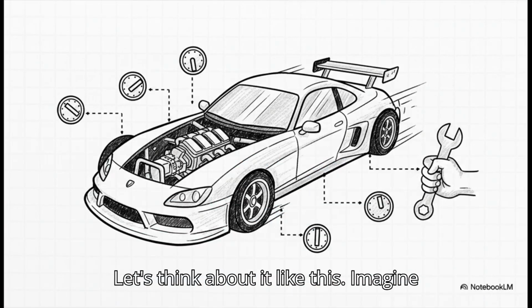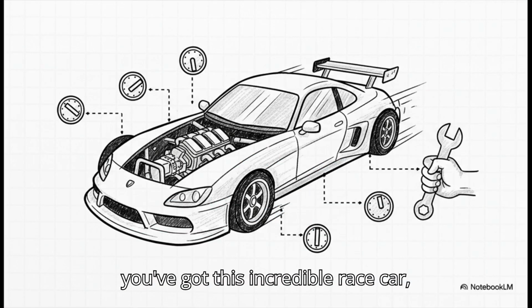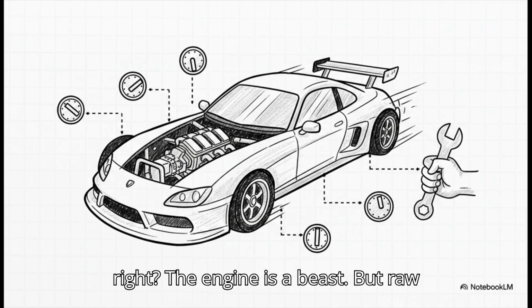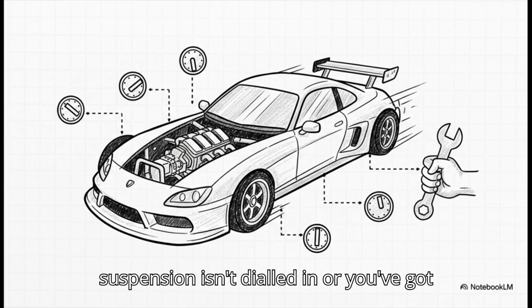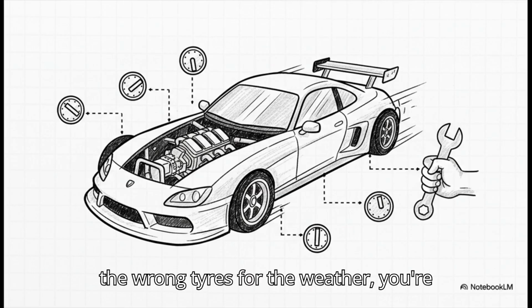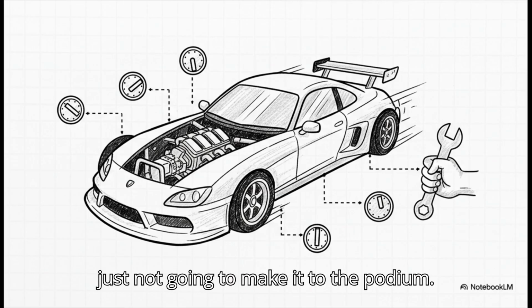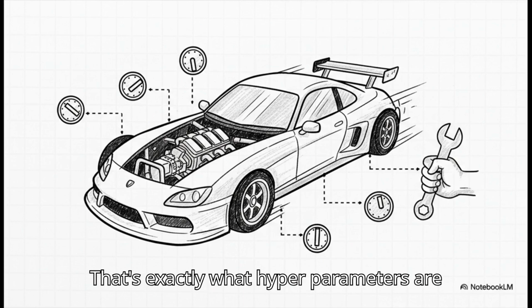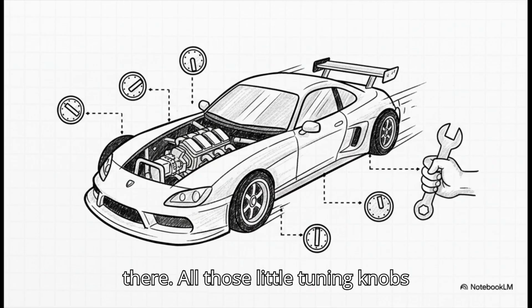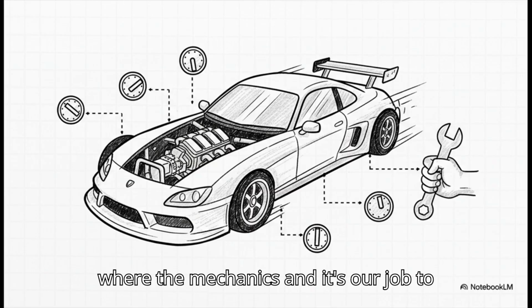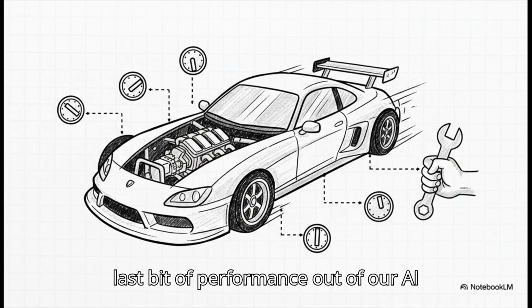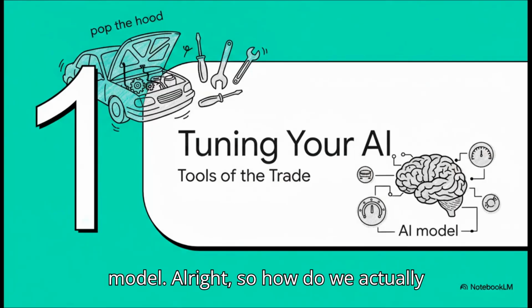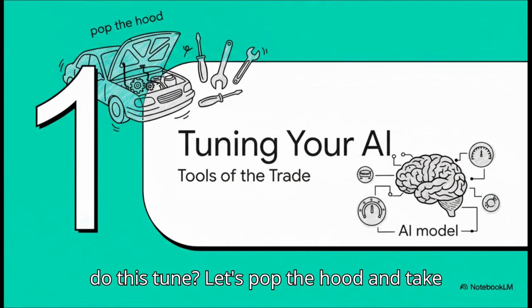So let's think about it like this. Imagine you've got this incredible race car, right? The engine is a beast, but raw power just isn't enough to win. If your suspension isn't dialed in, or you've got the wrong tires for the weather, you're just not going to make it to the podium. That's exactly what hyperparameters are. They're all those little tuning knobs. We're the mechanics, and it's our job to tweak those settings to squeeze every last bit of performance out of our AI model.